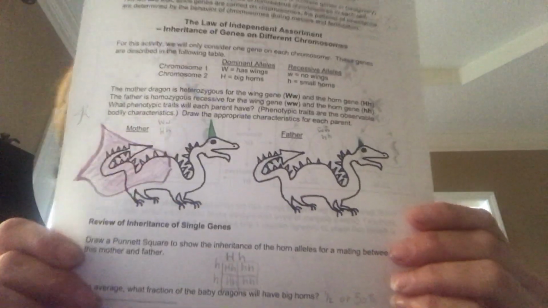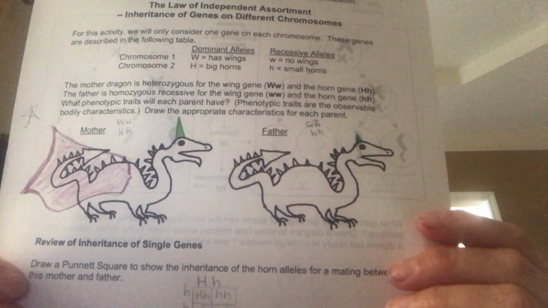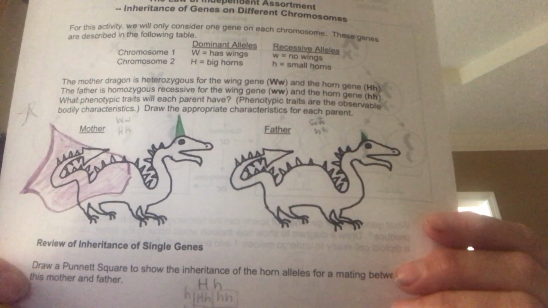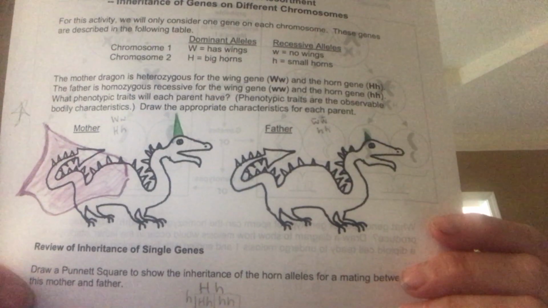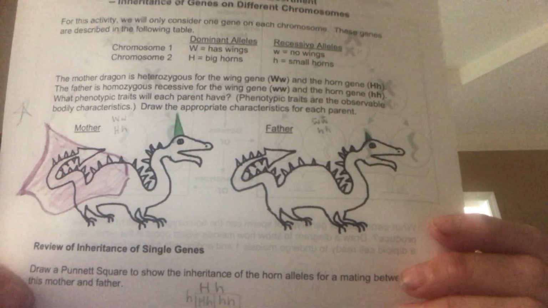Okay, this video is to help you with your Dragon Genetics Independent Assortment and Genetic Linkage assignment. On page 1, you are to just show the phenotype on the mother dragon and the father dragon. As you can see on my page, my phenotype is drawn in, and I used colored pencils to draw in the wings and the horns, and I colored them in. You can do that too, and you don't have to copy the way I did it. You can be creative and draw your own wings and your own horns like you want. So that's the main thing on page 1.